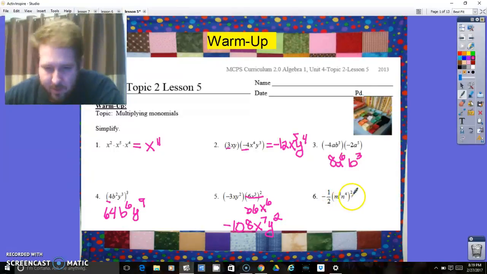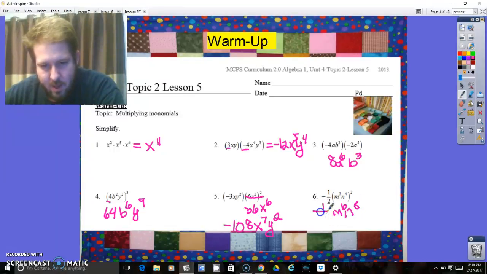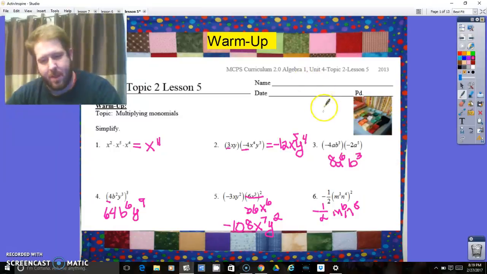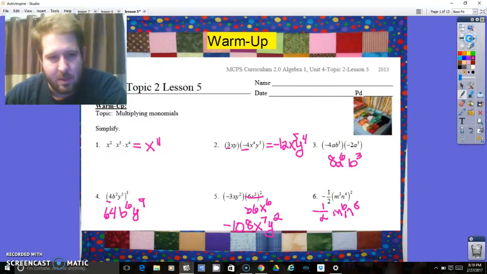All right, last one. So we've got the power to a power rule. So that's m to the 6th, n to the 8th. And then bring down your minus 1/2, which you can change to a decimal if you want to. I mean, that is the answer. That's as much as you can simplify it.